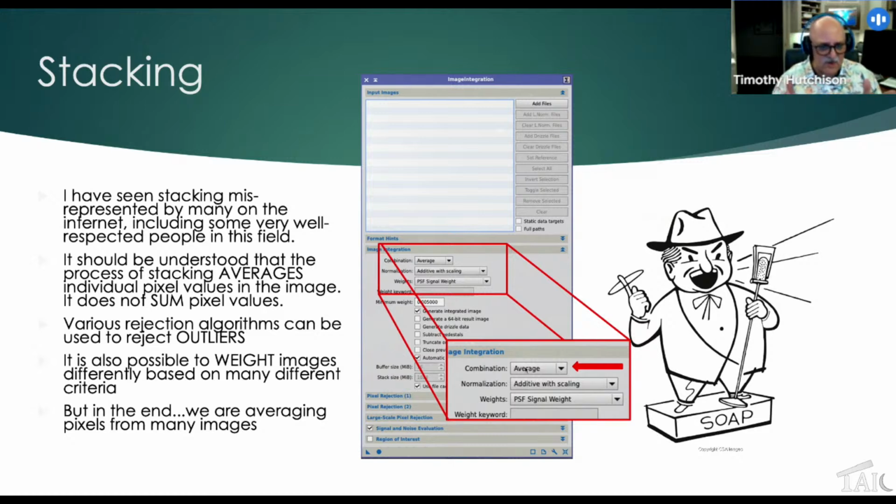Now, there's lots of different rejection algorithms that we can set that throw outliers away. So all of those things like, if you're doing min max or Windsorized sigma clipping or percent sigma clipping, all those things down at the bottom, those are throwing outliers out. If we have a signal that's out away from the rest of the norm, it throws those away. That's all that does, right? But it doesn't change the fact that we are averaging images together. We can also weight images differently, right? We can say this is a better image than this one, so consider this one more than we consider this.